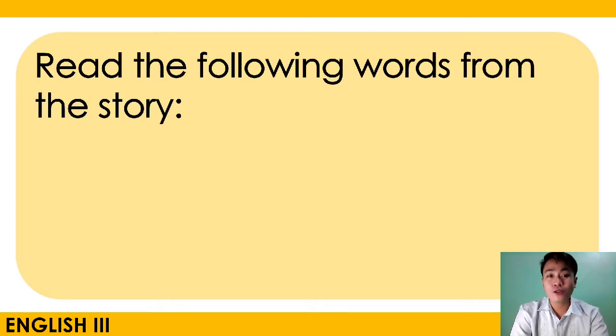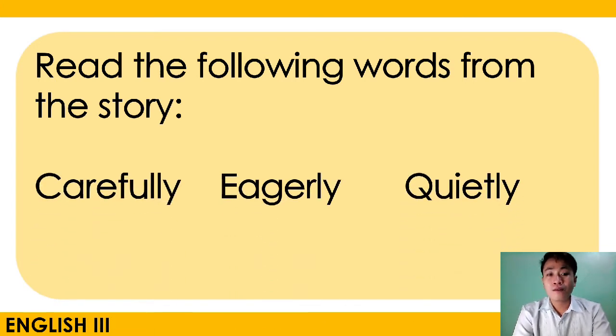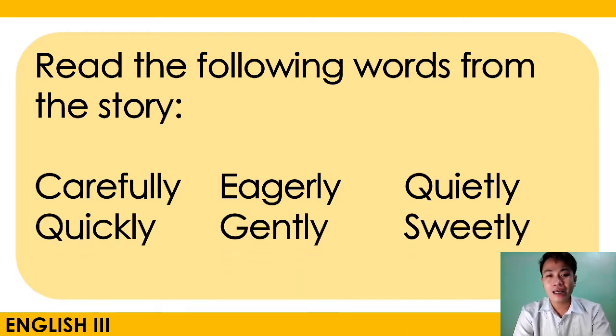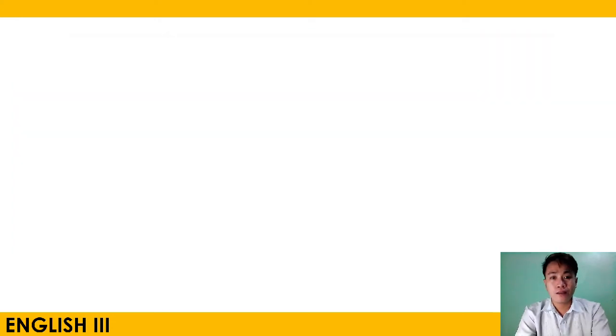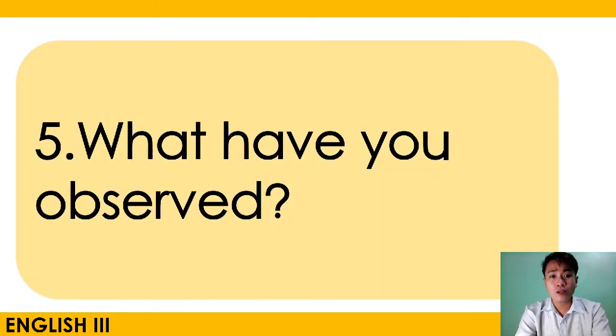For question number 5, what I want you to do is read the following words from the story. Carefully, eagerly, quietly. We also have quickly, gently, and sweetly. And the last set of words is patiently and accidentally. For question number 5, I want you to write what you have observed. I will give you 5 minutes to answer this activity.